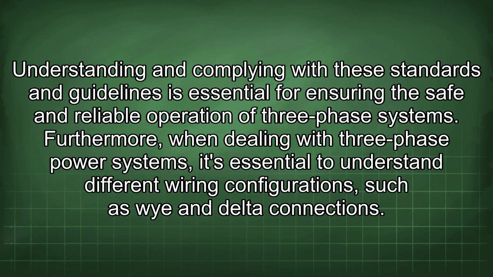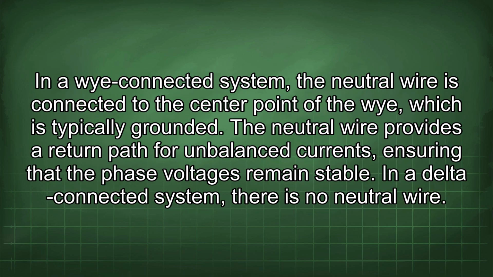Furthermore, when dealing with three-phase power systems, it's essential to understand different wiring configurations, such as Y and delta connections. In a Y-connected system, the neutral wire is connected to the center point of the Y, which is typically grounded. The neutral wire provides a return path for unbalanced currents, ensuring that the phase voltages remain stable.